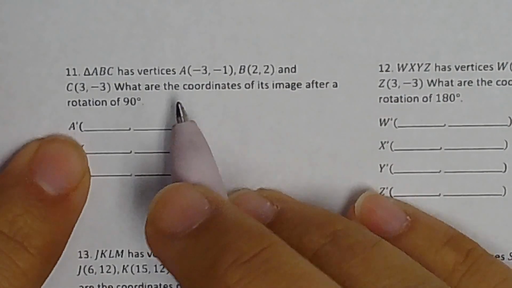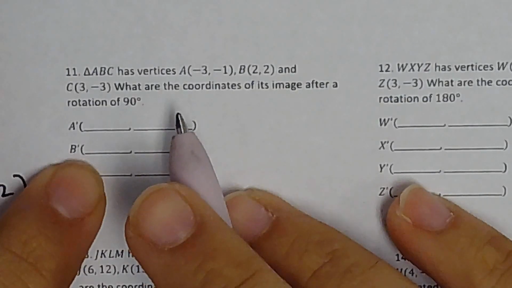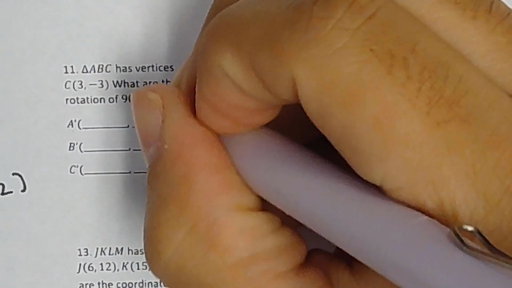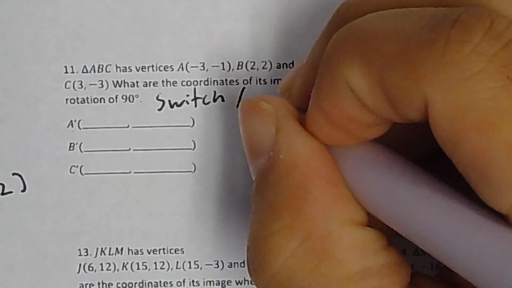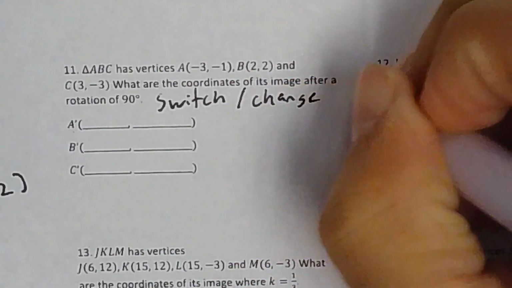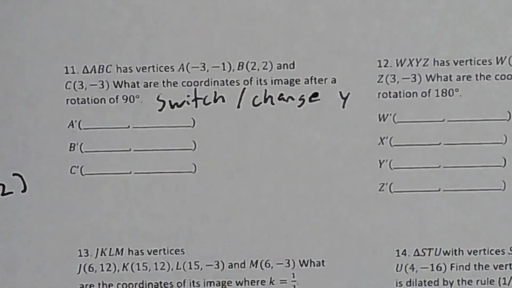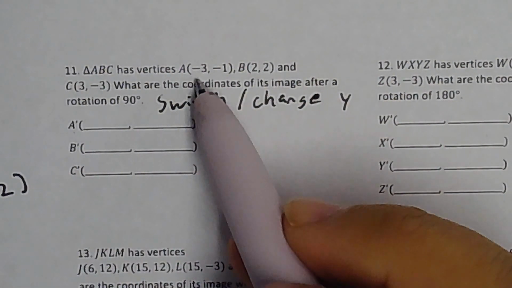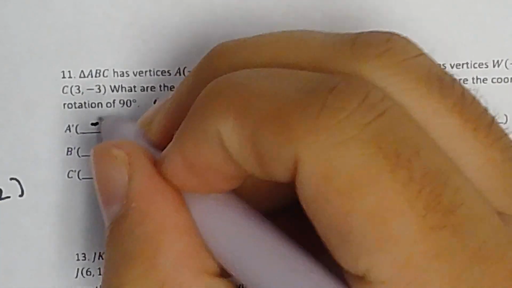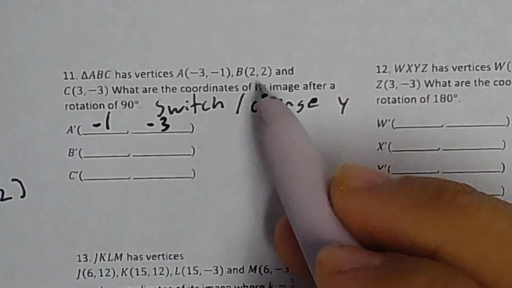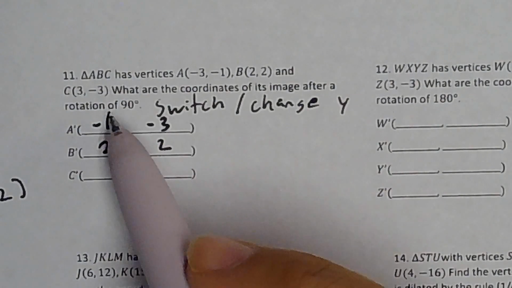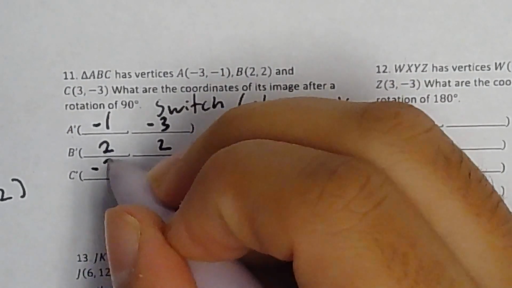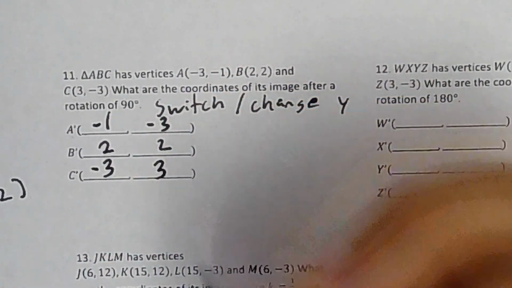All right. Our next one is a rotation. We're rotating 90 degrees. So for 90 degrees, you got to switch and change Y. So first, I'm going to switch them. I have negative 3, negative 1. That means it's negative 1, negative 3. 2, 2. No matter how many times you switch them, those will stay as 2, 2. And 3, negative 3. We'll switch to negative 3, 3.